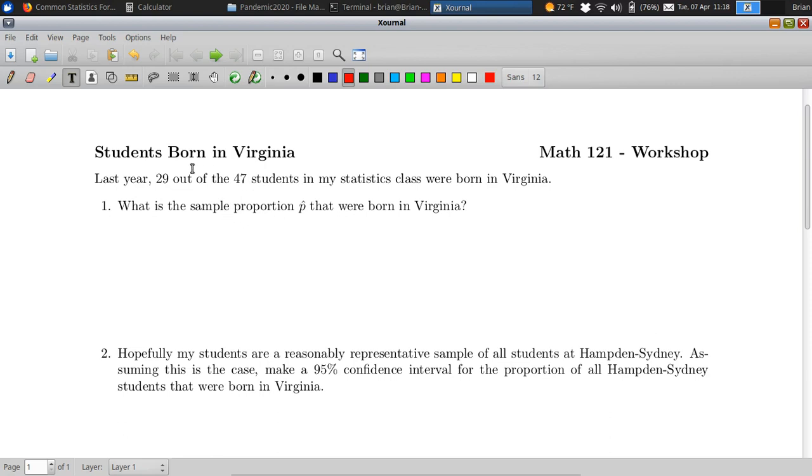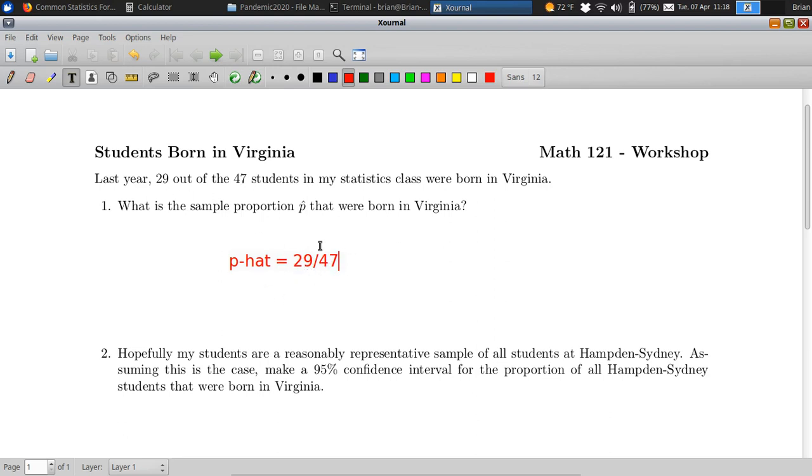So this proportion data right here, we can turn it into a single number. And the single number is called the sample proportion. And so the first question I ask is, what is the sample proportion? In other words, what is p hat? And so it's just the fraction. Remember, proportion, fraction, percentage, they all mean the same thing. So I want the percentage of students, or the proportion of students, or the fraction of students, and I don't actually care which version you give me as long as it's a right answer. So if you just give me the fraction 29 divided by 47, that's right. That's the percent or fraction of students that were born in Virginia.